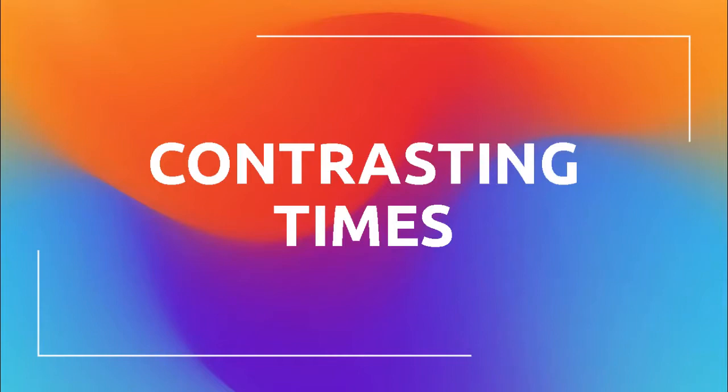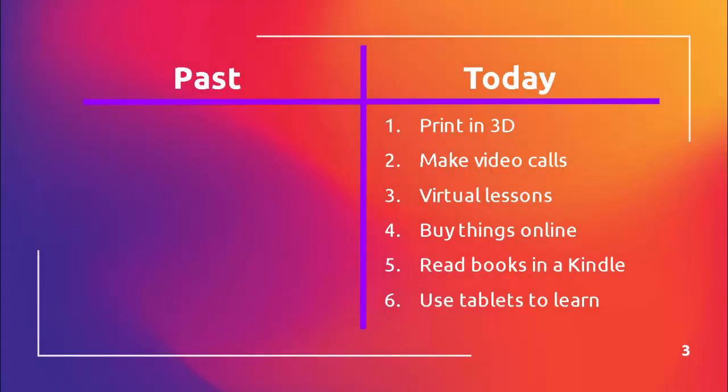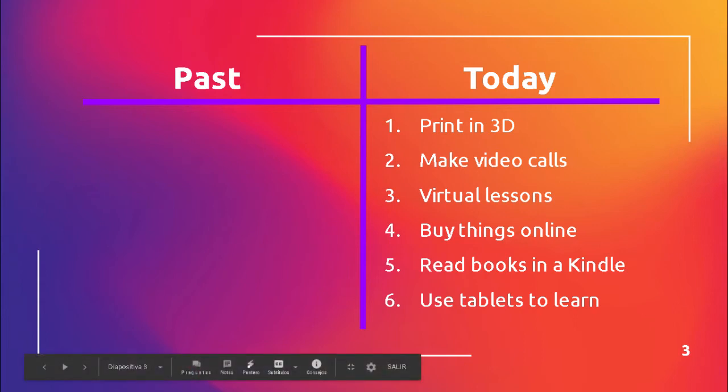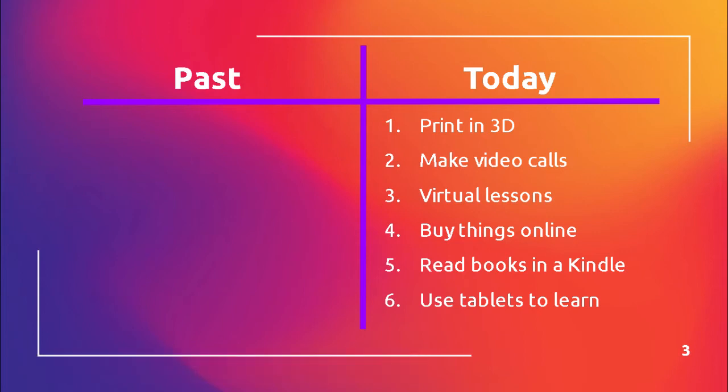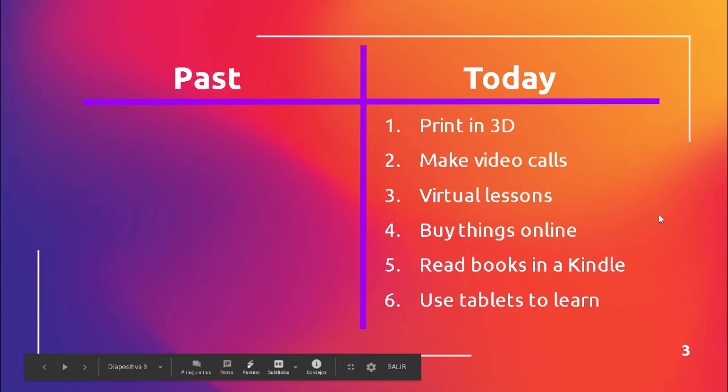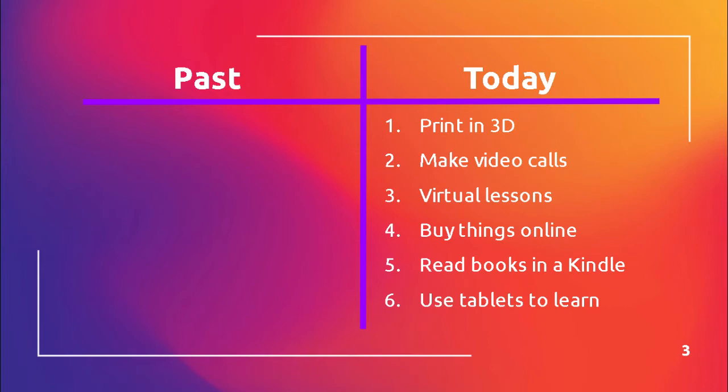Okay, so we're talking about contrasting times. So today, there are many things we can do, right? We can print in 3D, we can make video calls, we can have virtual lessons, we can buy things online, read books in a Kindle, or use tablets to learn. But how were these things done in the past? Read the ones we do today and think, what did people do in the past instead of what we do today?